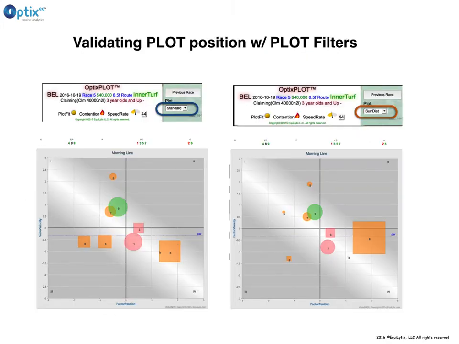So the next thing I do is try to validate the plot position with the plot filters. What does that mean? Well, I look at the standard filter, which you can see highlighted on the left-hand side. That's the plot using the standard filter. On the right, it's surface and distance. Today's race is a turf route, and you just want to make sure that those plots don't look out of whack. In other words, they don't look completely different.